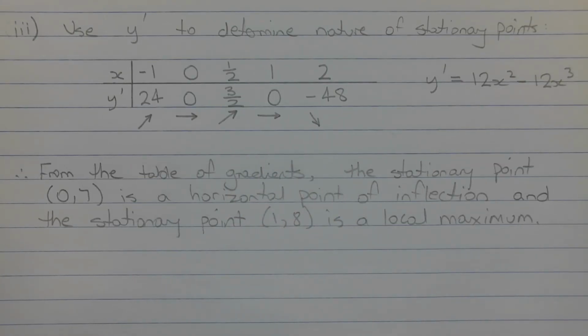So from the table of gradients, the stationary point at (0, 7) is a horizontal point of inflection. And we can see that from the gradients that I've drawn here under the values of y dash. So it goes up, across, and then back up again. And the stationary point at (1, 8) is a local maximum. So it goes up, across, and then down.